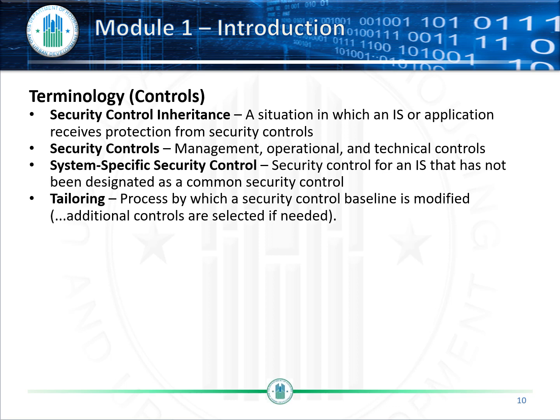System-specific security control is a security control for an information system that has not been designated as a common security control or portion of a hybrid control that is to be implemented with an information system. Tailoring is the process by which a security control baseline is modified based on: 1. The application of scoping guidance, 2. The specification of compensating security controls if needed, and 3. The specification of organization-defined parameters in the security controls via explicit assignment and selection statements.